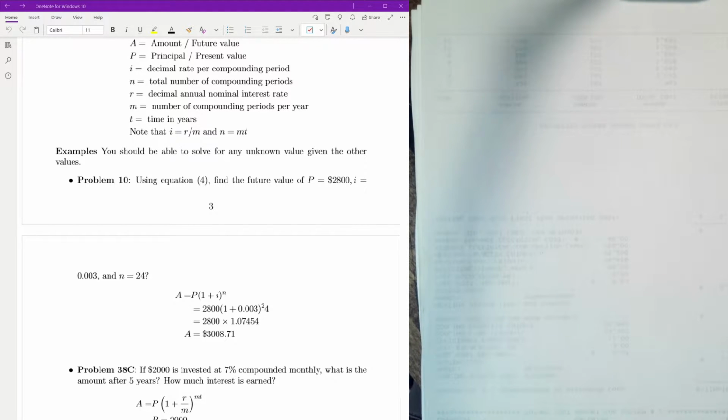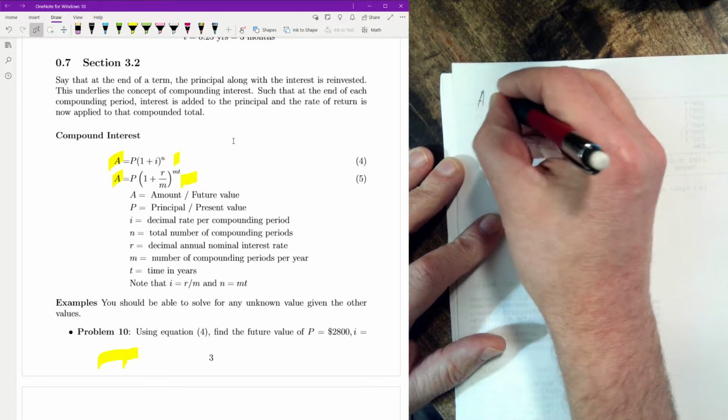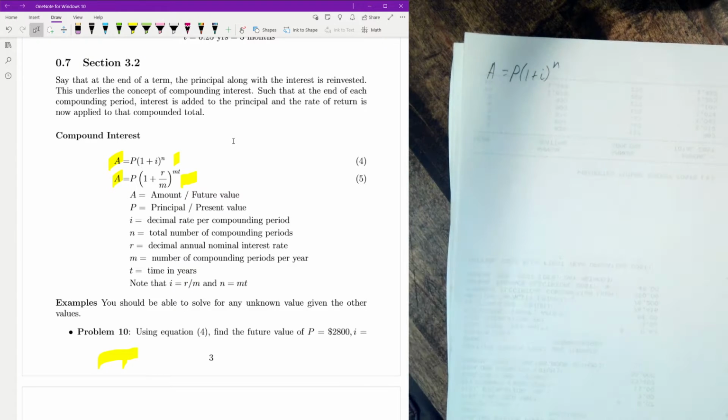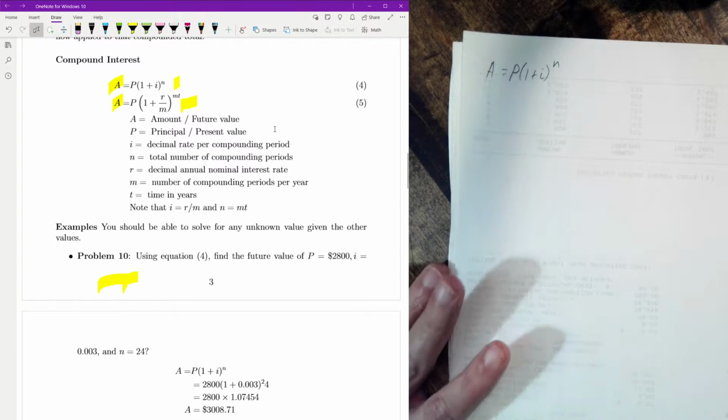The first problem that we're going to take a look at is problem number 10, an example problem. These are all in the book. Using equation number 4, which is A equals P times (1 plus i) to the n, find the future value of P equals 2800, i equals 0.003, and n equals 24. It's really a very straightforward application.